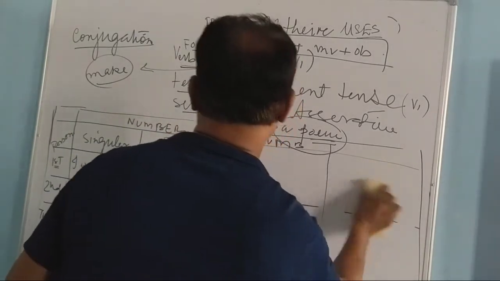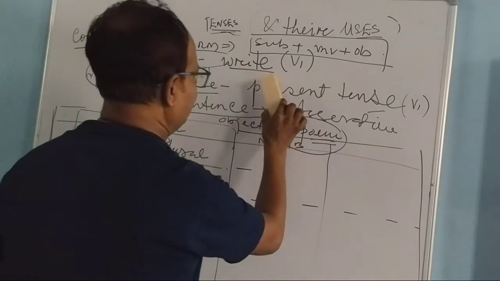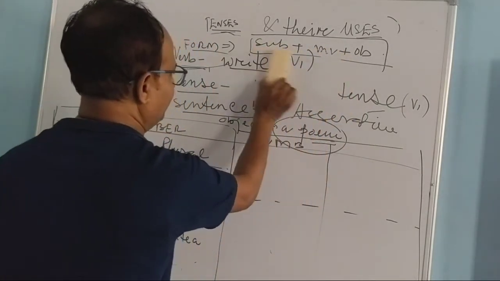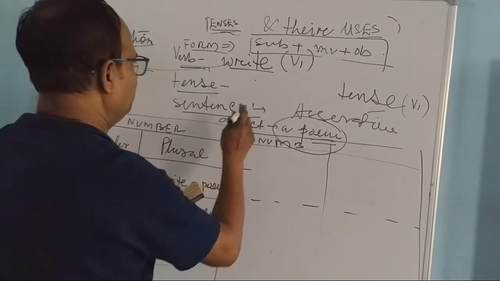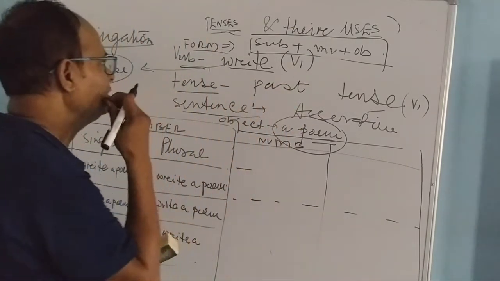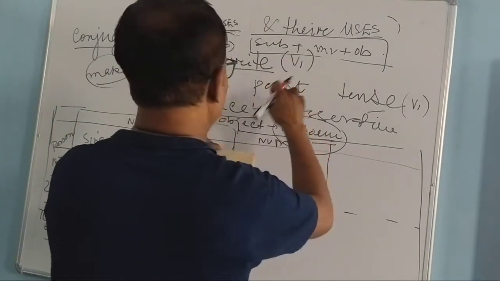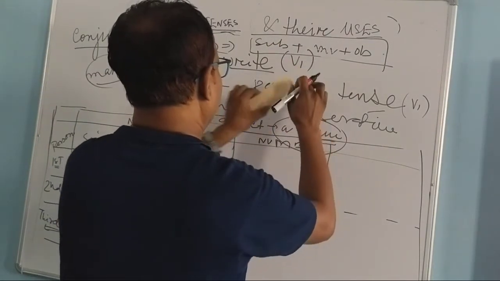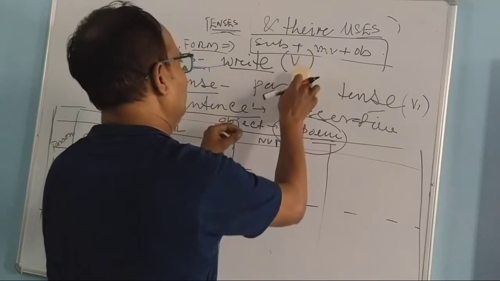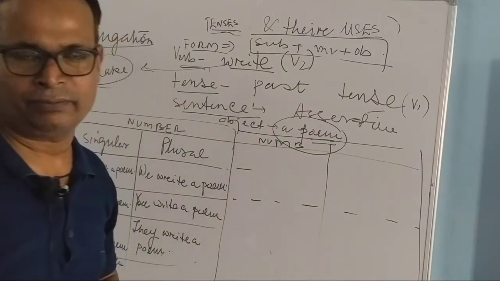So now we go for the past tense. Now here we are changing this tense. The tense here will be past tense, other data will remain the same. Now we are changing it into the past. The only change will be the verb form. The verb form will be in the second form.